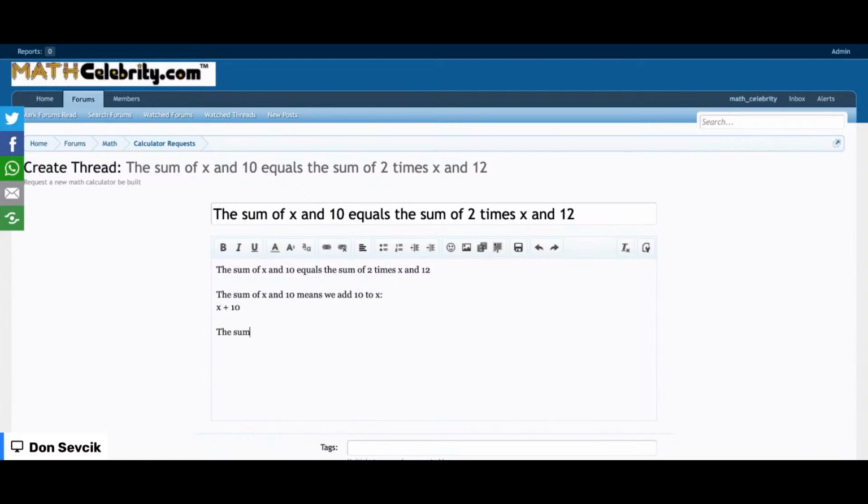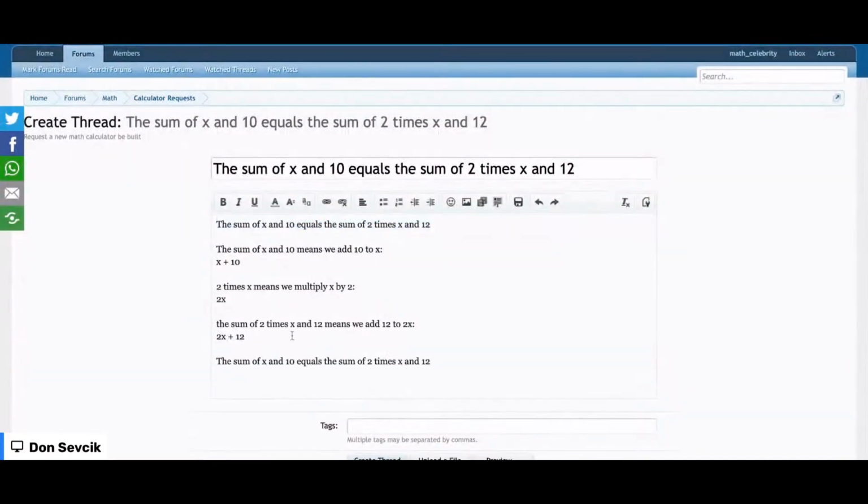Sum of 2 times x means we multiply x by 2: 2x. The sum of 2 times x and 12 means we add 12 to 2x: 2x plus 12. Now we want to add both those terms. We add this to this. And I'm putting this in parentheses for a reason because we're adding the whole thing, right?